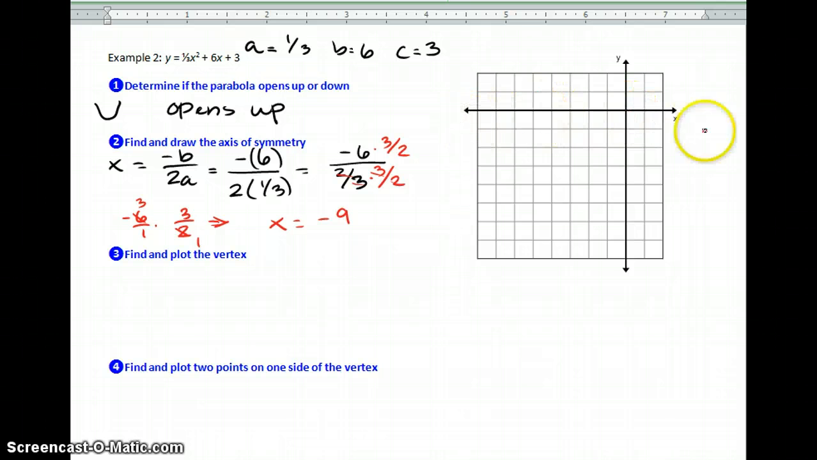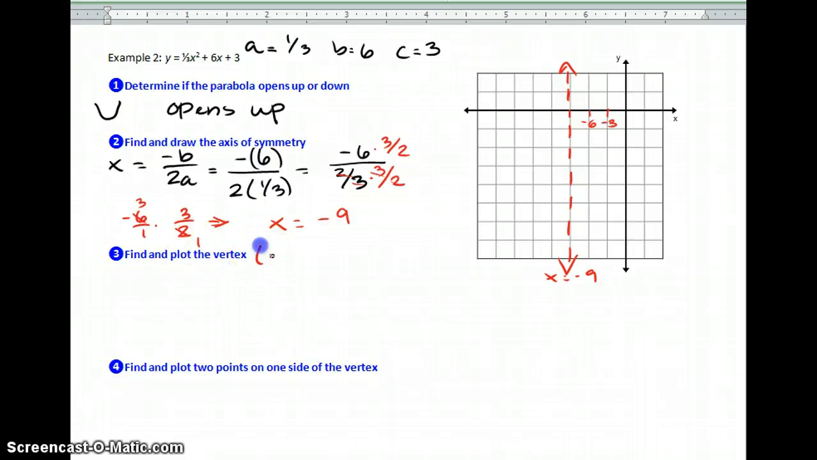I'm looking at this graph, and guess what? It doesn't fit. What does that mean? I'm going to go by threes. So this is negative 3, negative 6, negative 9 would be here. Sometimes if you get a number like that, you're just going to have to change the scale. X equals negative 9. Okay, find and plot the vertex.